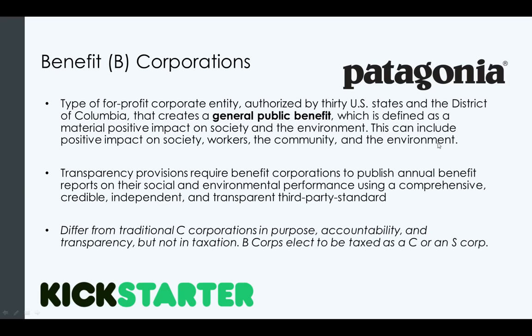Transparency provisions require benefit corporations to publish annual benefit reports. They have to prove that they're actually providing a benefit to society. And they have to prove that from their social and environmental performance, basically providing a lot of paperwork and documentation that they're doing that. And it also has to use independent and transparent third-party standards. So they have to show from outsiders also that they're able to do this. So this is different from a C corporation in purpose, accountability and transparency, but not taxation.